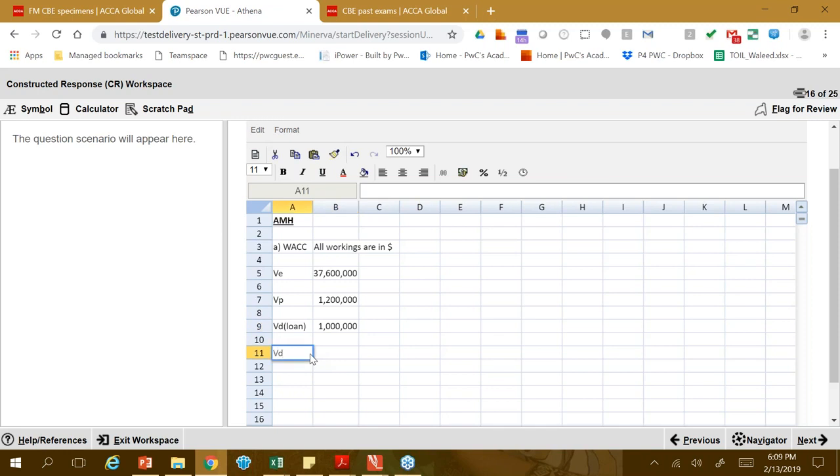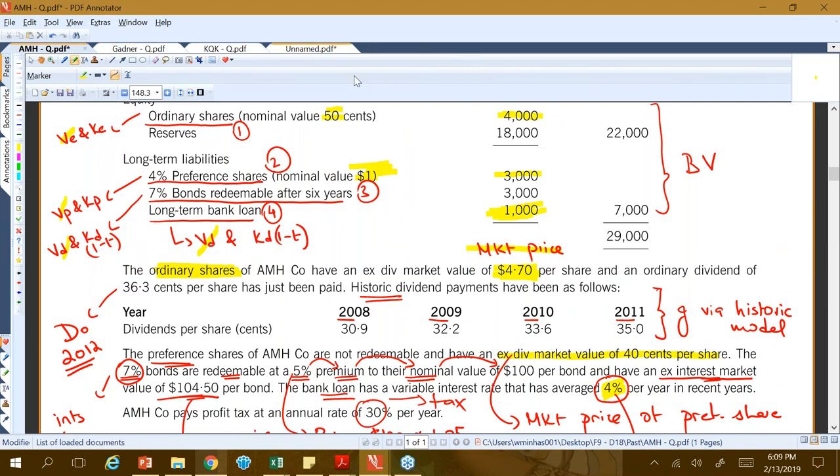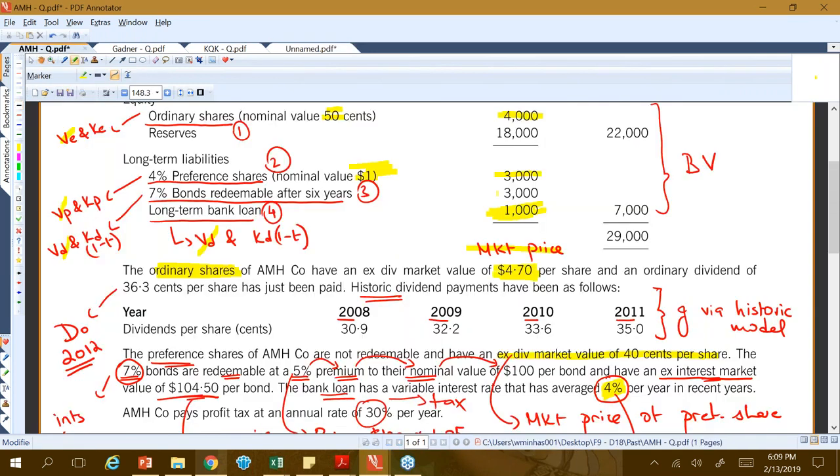Finally, the VD of the bonds, the redeemable debt. And again, go back to this set of notes. How do we find the VD of redeemable debt? Well, that is book value over 100 into market price of debt. So let's take the book value. The book value is given here nice and straight, which is $3 million.